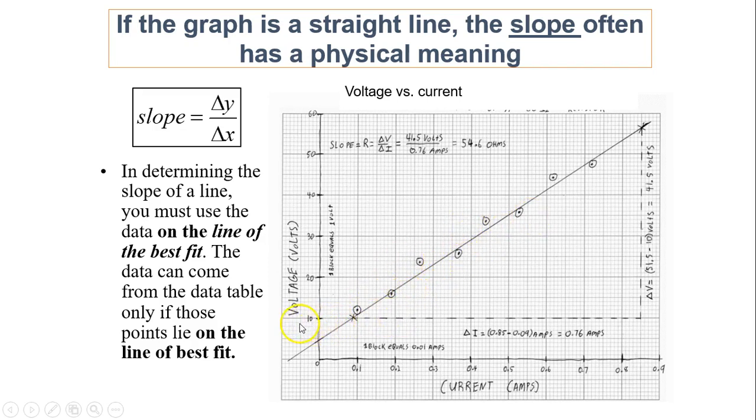So how do I calculate slope in this case? You can choose any point on the line. It doesn't have to be the data you have obtained. Then use those two points to calculate slope.